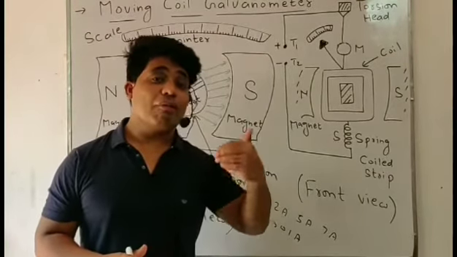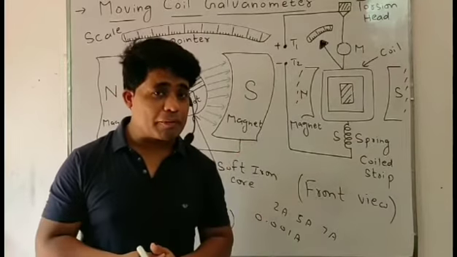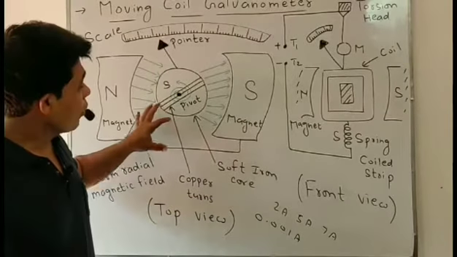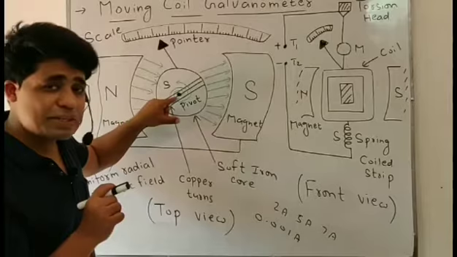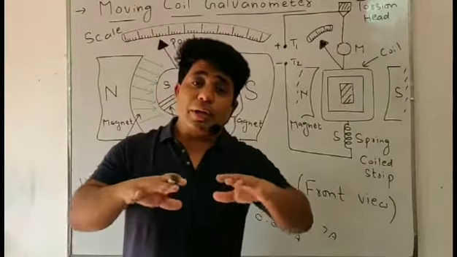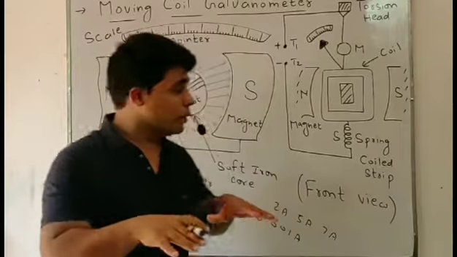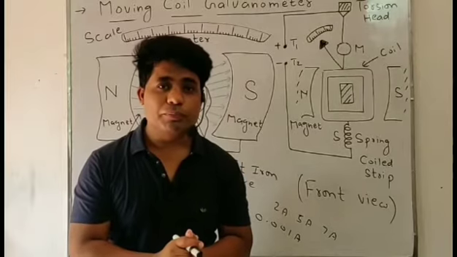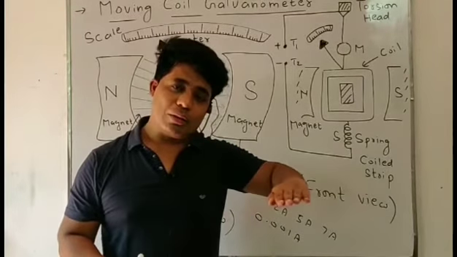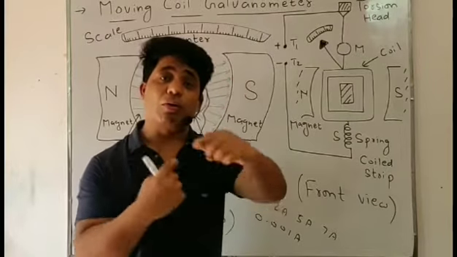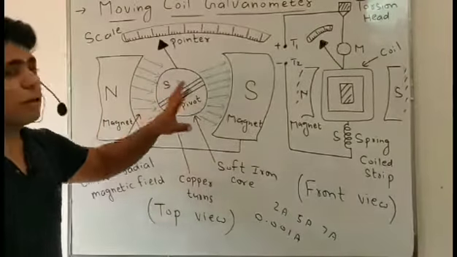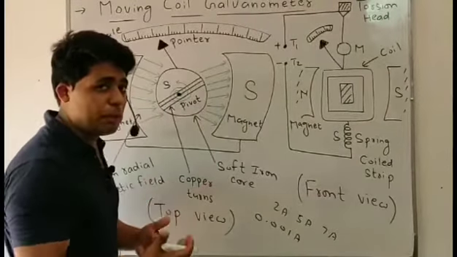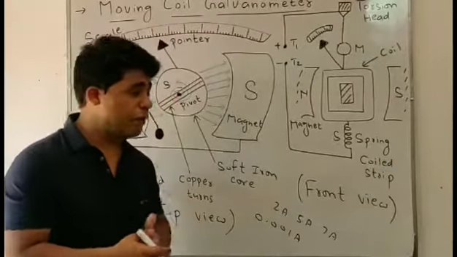Again the question arises, why do we require a radial magnetic field? Due to this radial magnetic field, all the magnetic field is focused at the center coil, and the magnetic field remains parallel to the coil for all positions of the coil. Understood? It remains parallel for any position of the coil when it rotates. That's why we require a radial magnetic field. So first the north and south pole, strong cylindrical permanent magnet, then the radial magnetic field.